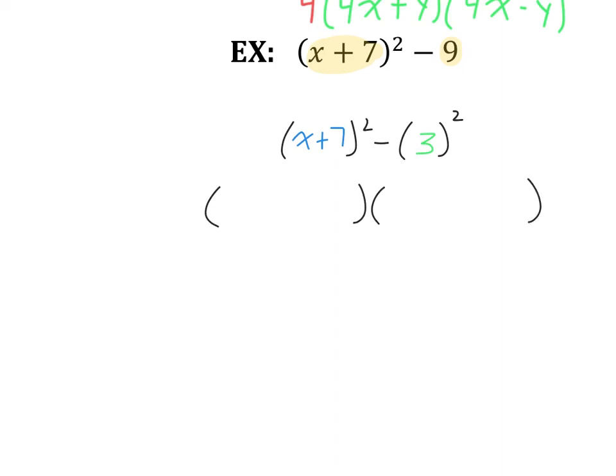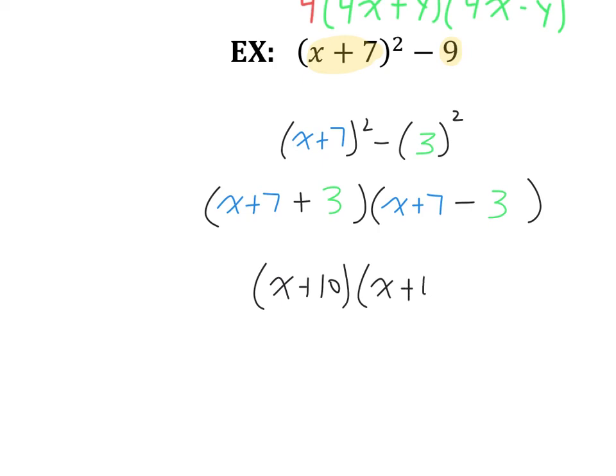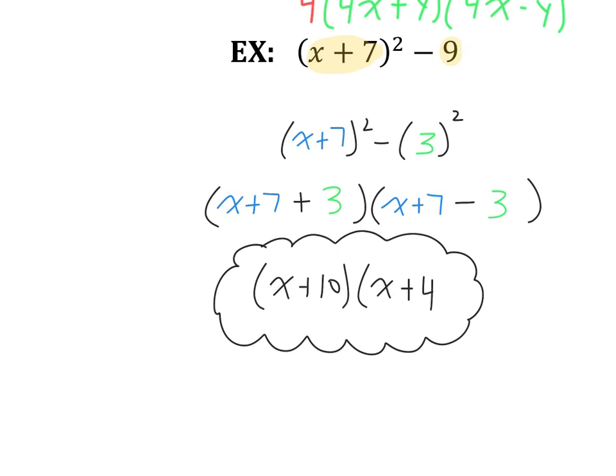So now as we factor, right? My first term, square root of x plus 7 squared is x plus 7. One's going to be a plus, one's going to be a minus. The square root of that 3 squared is going to be 3, right? So plus 3 and then minus 3. So now we just have to clean this up. Okay, so x plus 7 plus 3, we would get x plus 10. X plus 7 minus 3, we would get x plus 4. So this actually factors as x plus 10 times x plus 4.